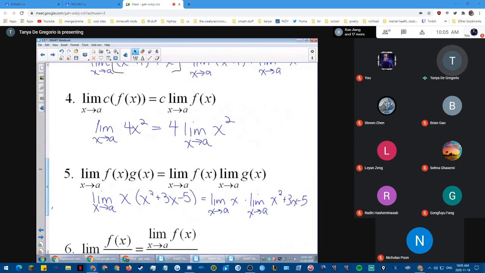Okay, number 4. Now I have a constant multiplied by the function. So something like 4x squared, right? My function is x squared and I have a constant in front of it, 4x squared. I can now take that 4 out of the limit, evaluate the limit of x squared, and then just multiply by 4 again.